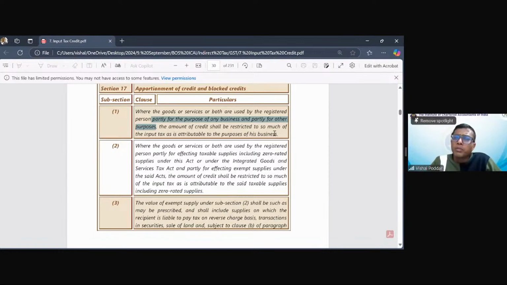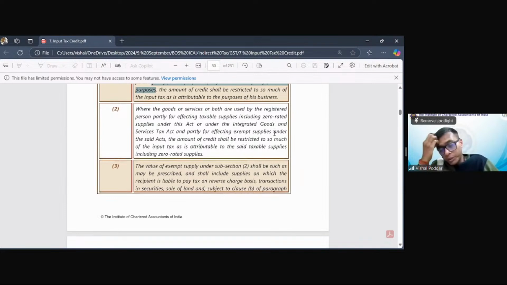Other means non-business. Non-business generally would be personal. Then you have to proportionate the ITC. You will not take full ITC. You will take proportionate ITC. Reason one for proportionate. Reason two is I have purchased input services, capital goods, and I'm using it in my business only. So I'm not doing anything outside my business. So it is not subsection 1. Subsection 1 is over. I'm using these items completely in my business. Nothing is outside my business.